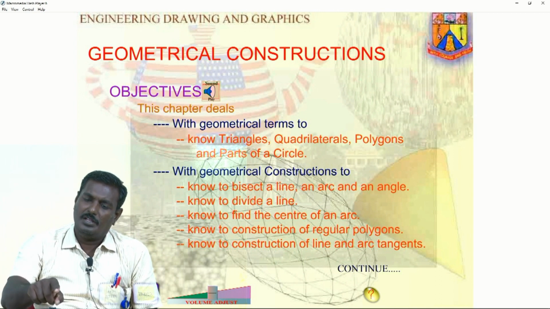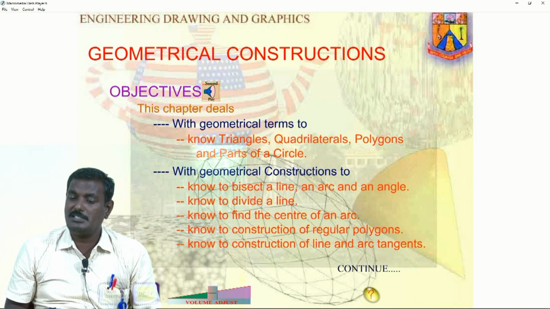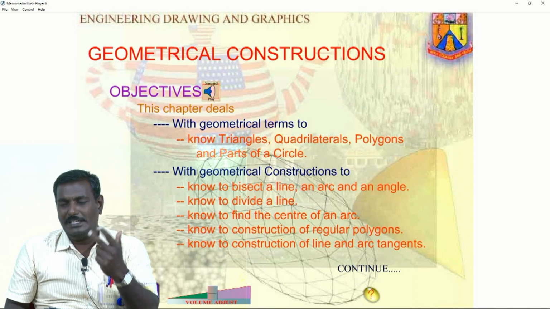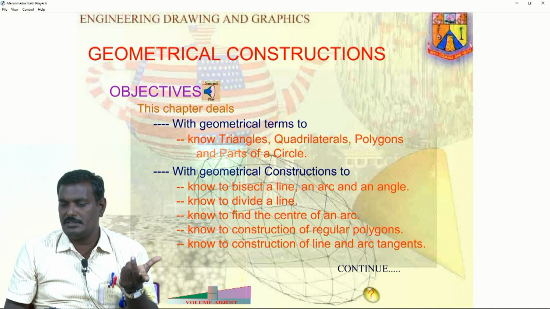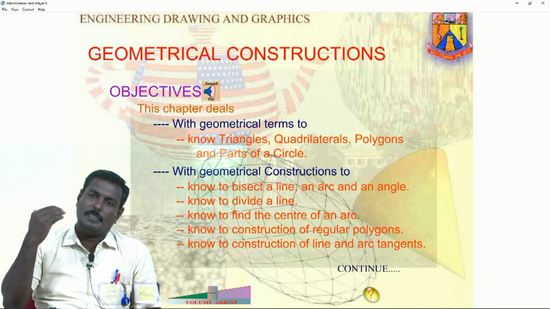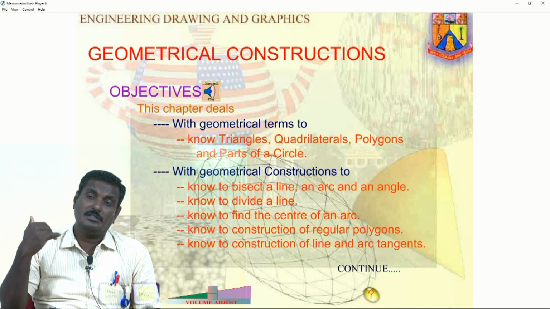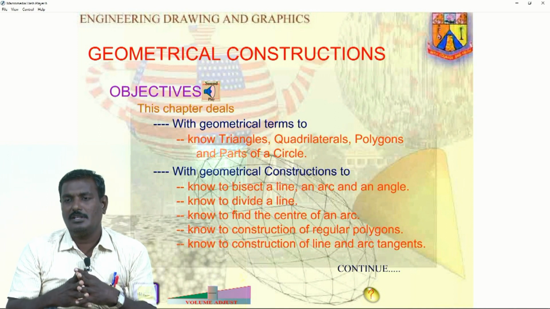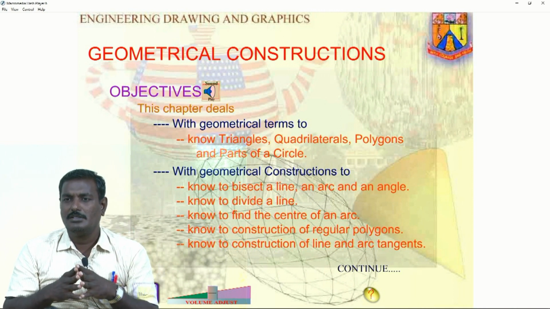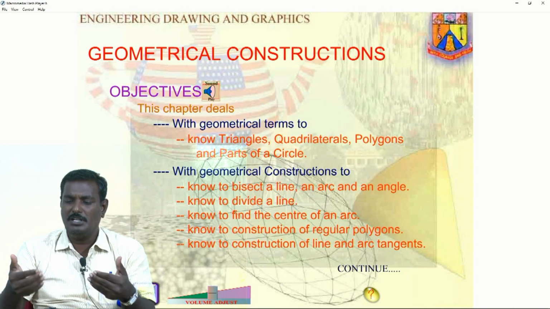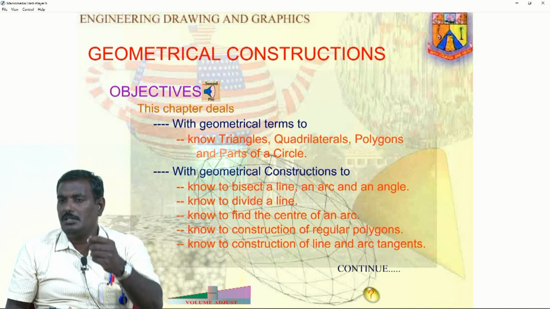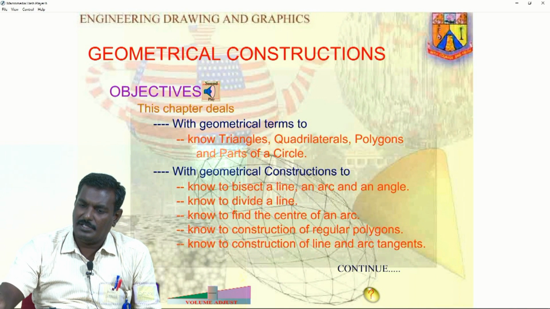The first one is geometrical terms: triangles, quadrilaterals, polygons and parts of circles. What do we have to construct? There is a line and how to bisect it, there is an arc and how to bisect that arc, and an angle. Similarly, we have many methods to make constructions for our drafts. That is given here.